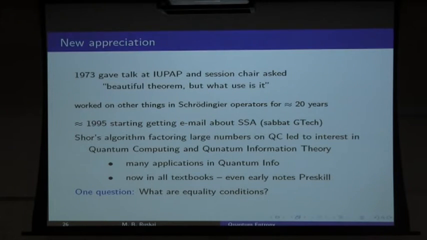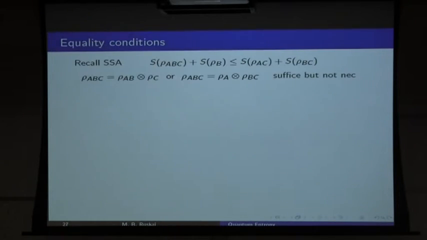And in particular, one of the questions they asked is, what are the equality conditions? And for subadditivity, the equality conditions were simple. You just needed a tensor product. Here, it's not hard to see that if you had rho A be tensor rho C, you would get equality. Or you could have rho A tensor rho BC. Either of these will give you equality, but it turns out that they are not necessary.